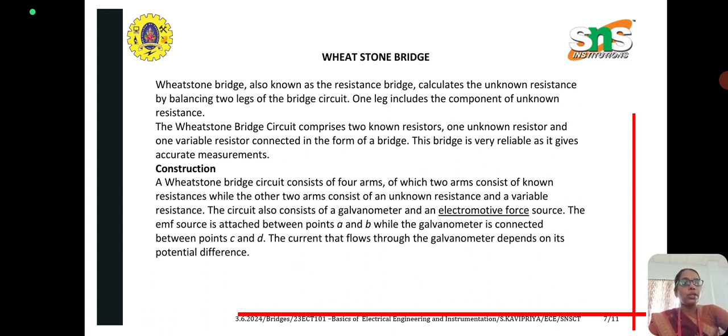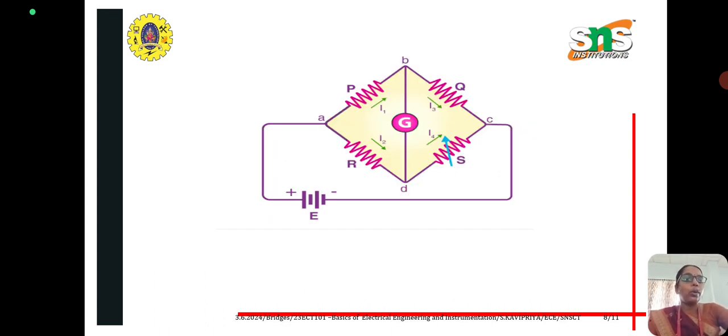Construction wise, a Wheatstone bridge consists of four branches, and each branch has a resistance connected. To two junction points the supply will be connected, and to the other two junction points a galvanometer is connected.